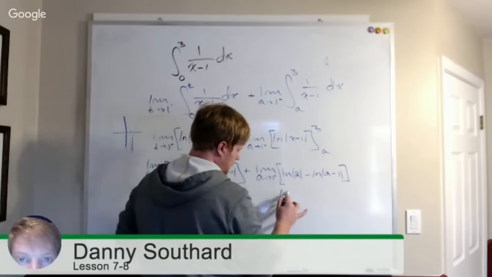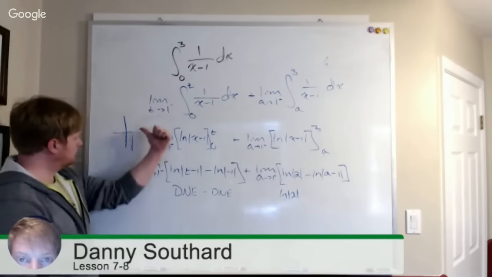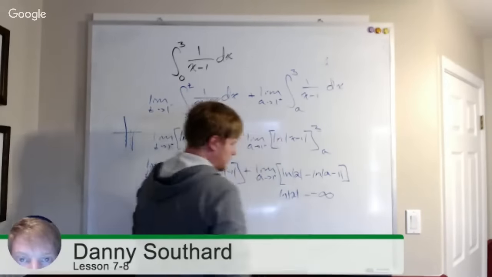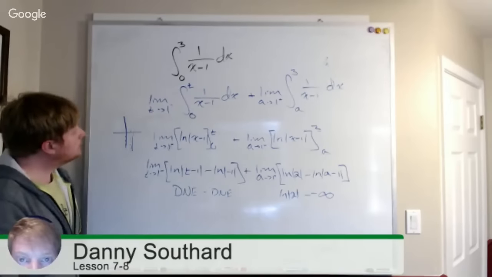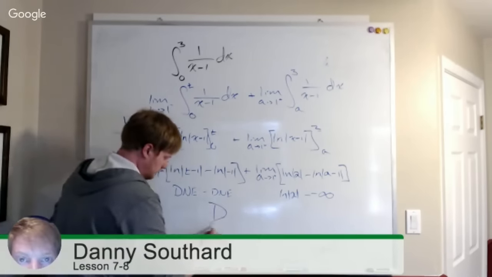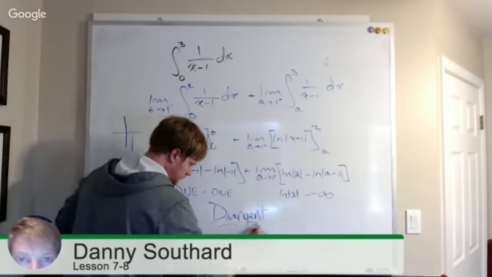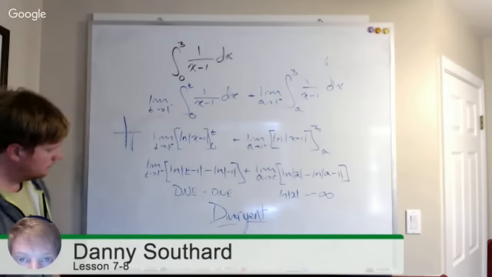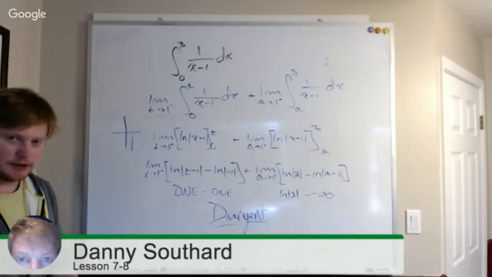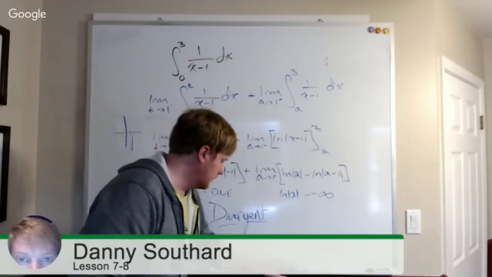This is the natural log of 2. And that is going to be a negative infinity. Well, that's a mess. It's divergent. Does not exist minus does not exist plus a natural log of 2 minus negative infinity. That's divergent. That's divergent if I've ever seen it.